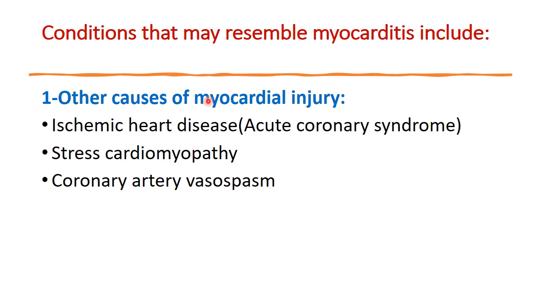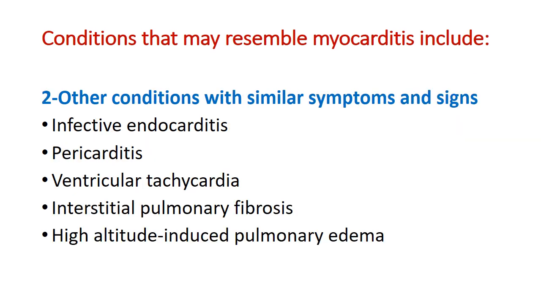What are the other causes of myocardial injury that can mimic myocarditis? Ischemic heart disease, mainly acute coronary syndrome, stress cardiomyopathy, coronary vasospasm. What are the other conditions that may present with similar symptoms and signs to myocarditis? Infective endocarditis, pericarditis, ventricular tachycardia, or even non-cardiac causes including interstitial pulmonary fibrosis or high altitude induced pulmonary edema.